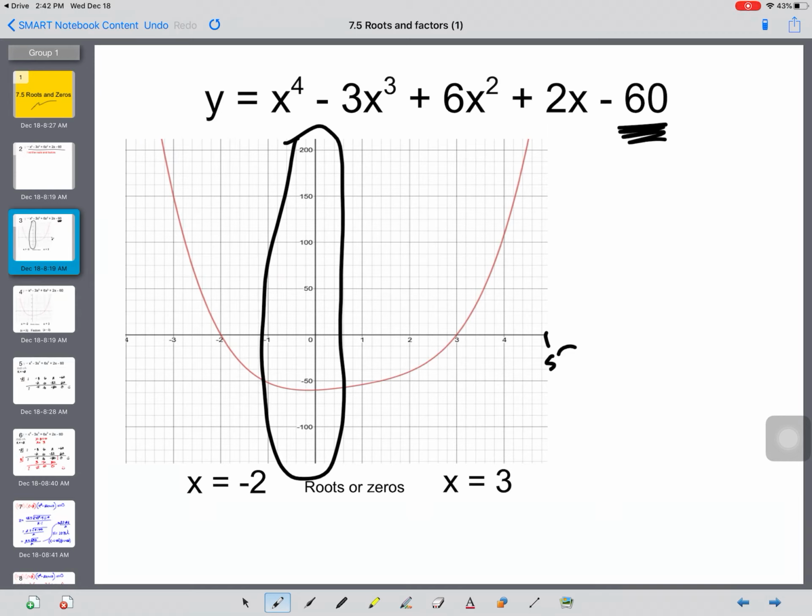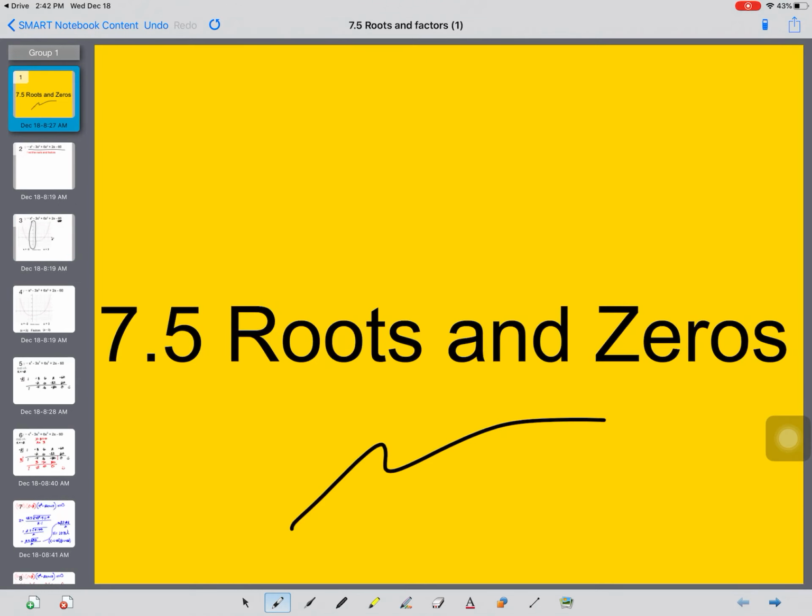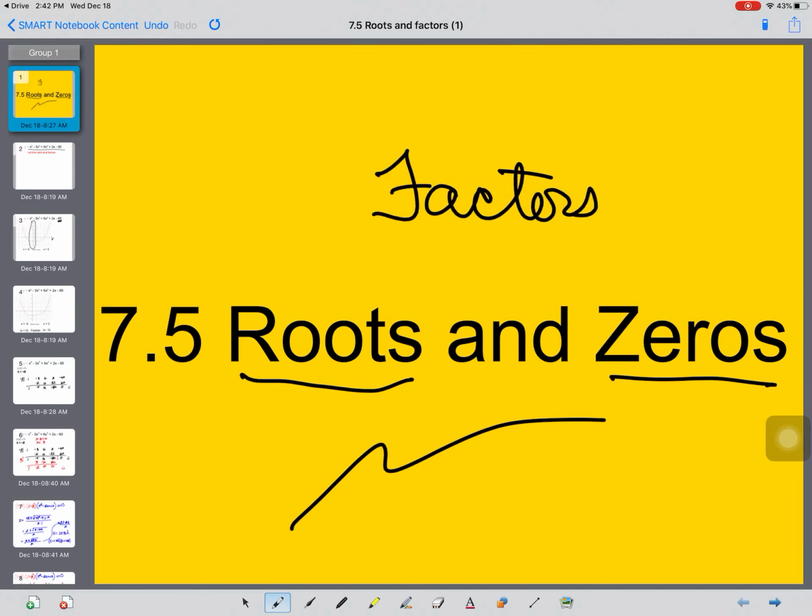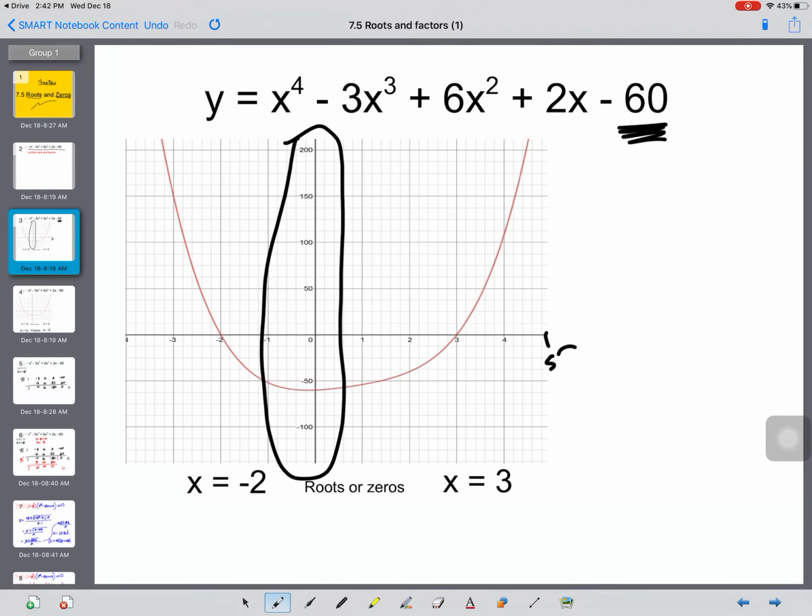But here's what you want to see. Remember the title of this, let me go back. It's talking about roots and the zeros. And I'm also going to be looking at the factors of this polynomial. So to find these, notice where it crosses the x-axis. It crosses at 3 and negative 2. So the roots or zeros of this polynomial are x equals negative 2 and x equals 3.